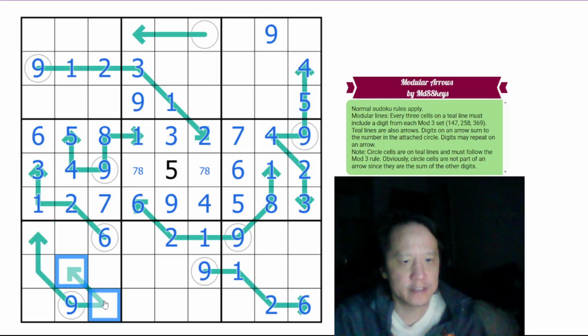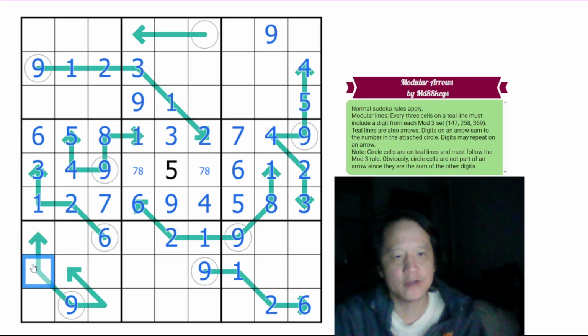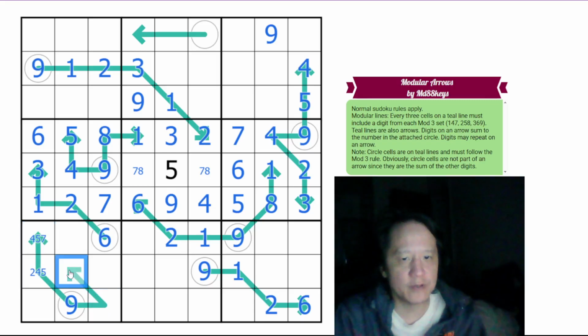These cannot contain 3 and 6, obviously, to add up to 9. Cannot be 1, 8 here. Cannot be 3, 6. So this is 2, 7 if this is 2 and that's 7. Or this is 4, 5.